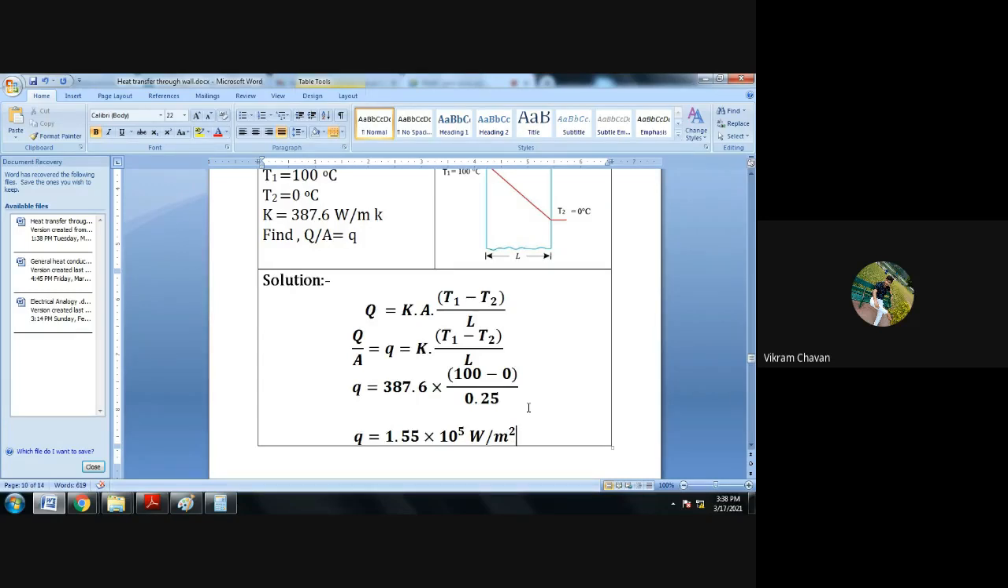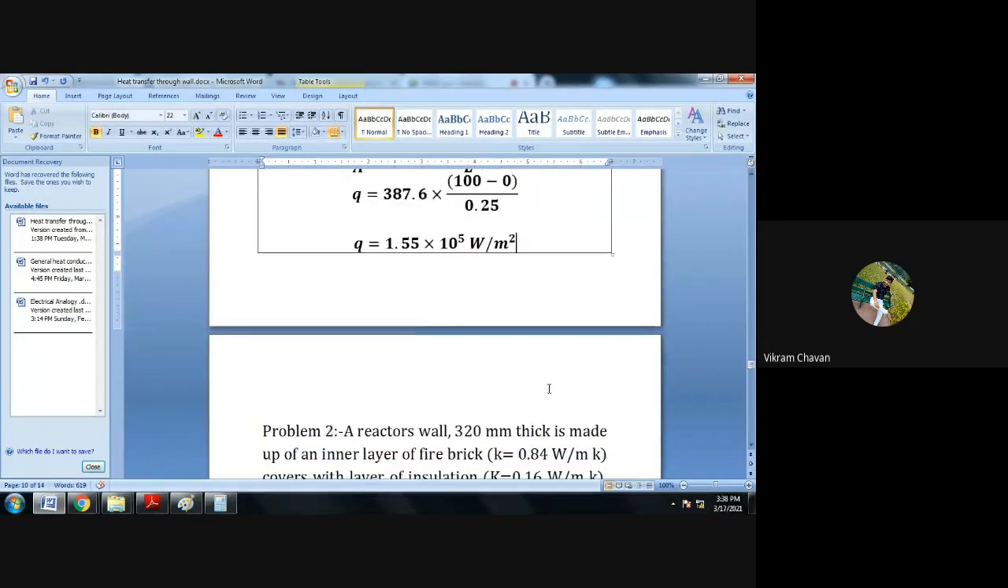Okay, over. Shall we move ahead to the next problem? Everyone calculate, do calculation. Is there any problem, any doubt for this problem? Okay, we'll move ahead for the next problem.